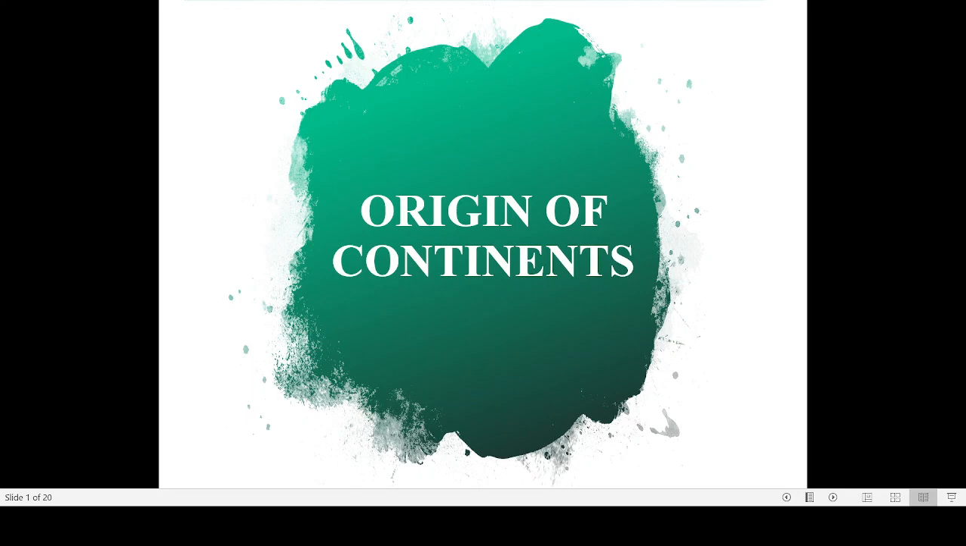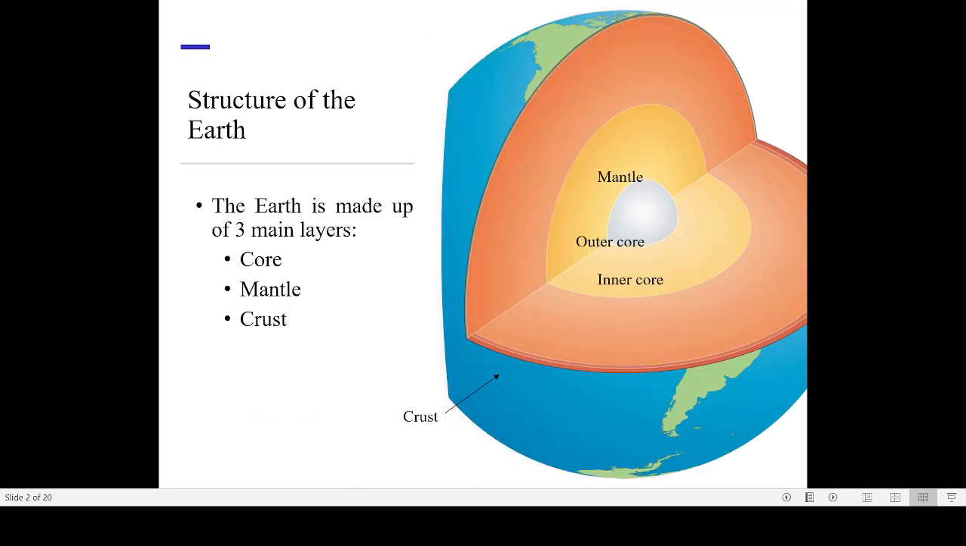In your syllabus, you have to study what continental drift is. That is the main topic that you have to understand. To understand continental drift, we first have to know some features about the structure of the earth as well as about the continents. Going to the structure of the earth, this is something you have studied from your high school classes also.